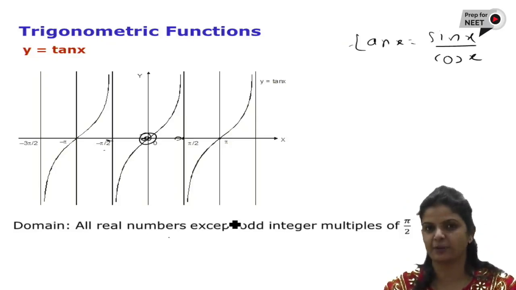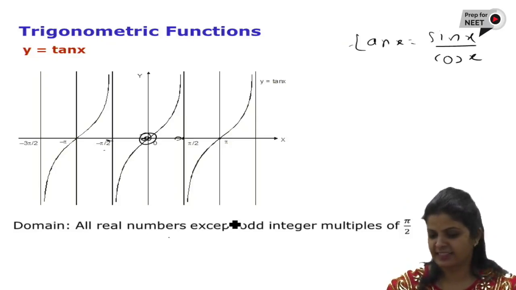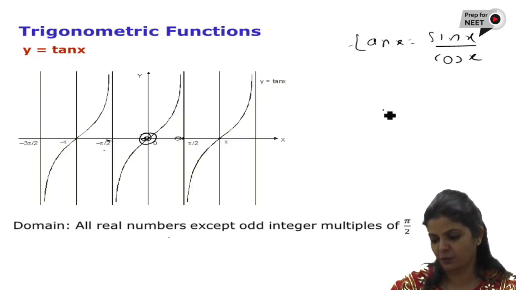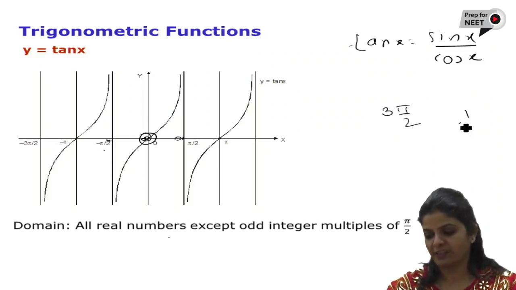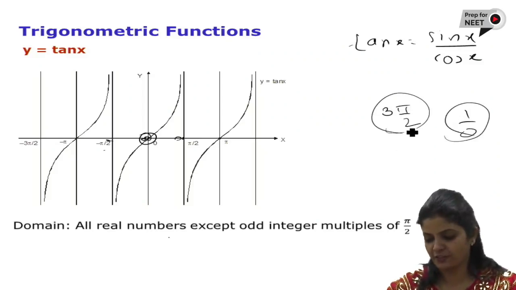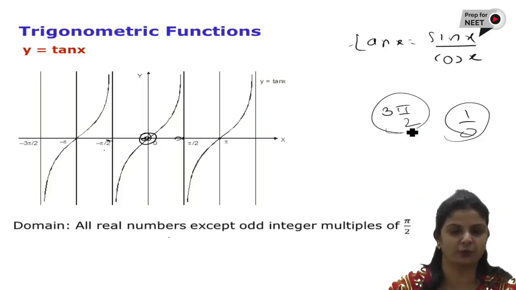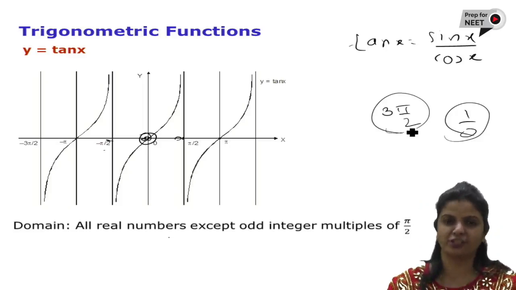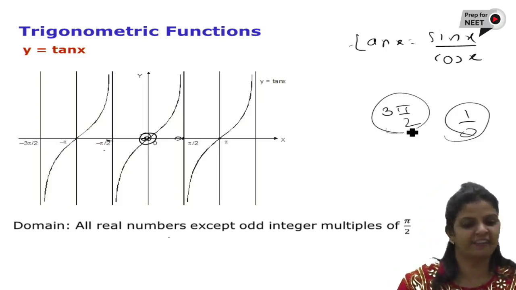Why is an odd integer multiple of pi by 2 not allowed? Let's say if I take 3 pi by 2, it's 1 upon 0. 1 upon 0 is undefined. So therefore those values of tan x are not possible. So I won't be taking any odd multiple of pi by 2, like pi by 2, 3 pi by 2, 5 pi by 2. It's not allowed, because we are getting an undefined value for this.